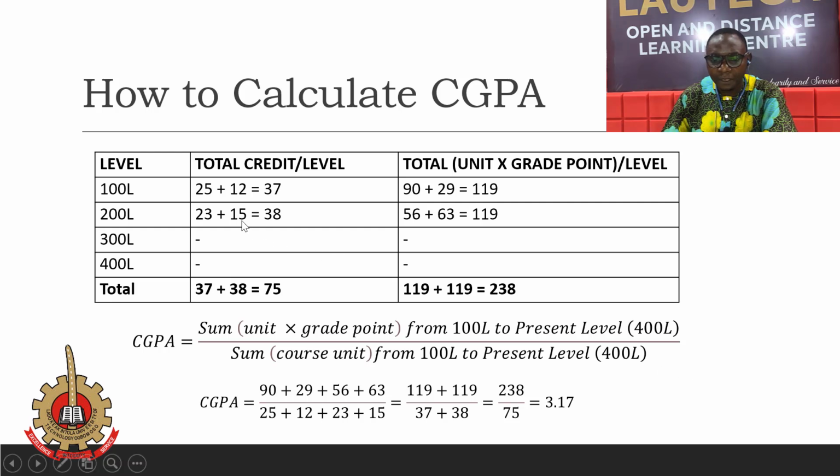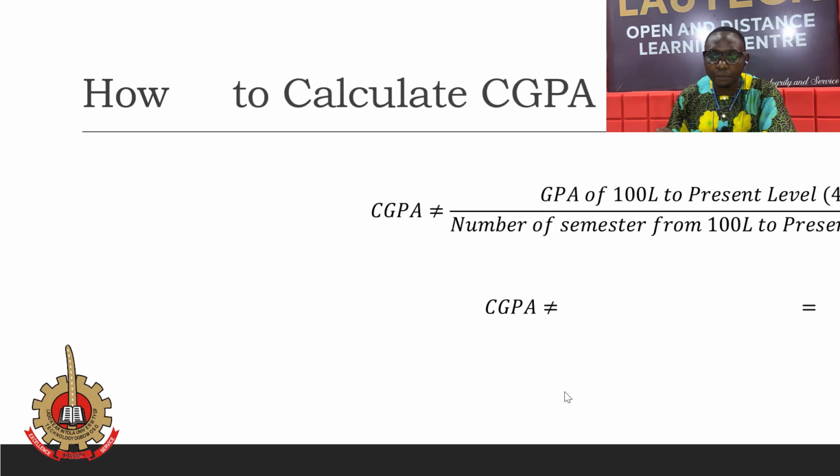If it is 200 level first semester that you want to calculate your CGPA, all you will do is just remove your total credit registered for second semester, which is 15 units. You will remove it and you will remove 63. So by the time you do the calculation, you have your CGPA for the current level that you have. And if you are in 300, all you need to do is just to input the total number of units of the courses that you have registered for and your score after you have written your exam. Then you follow this procedure.